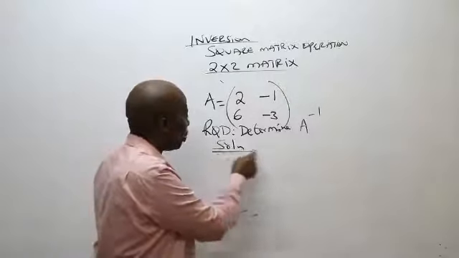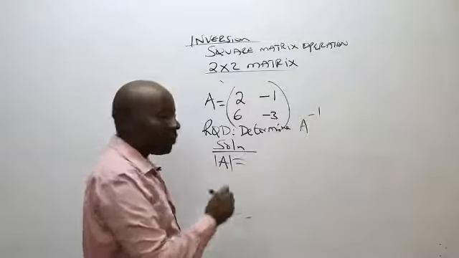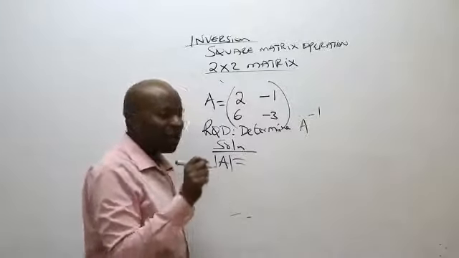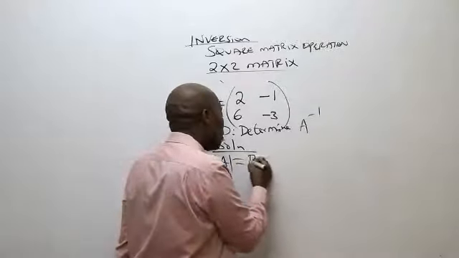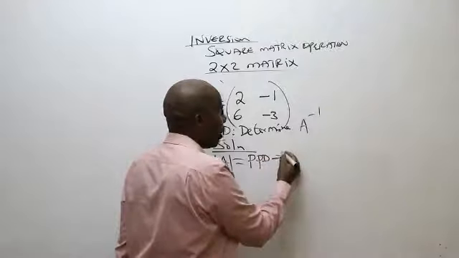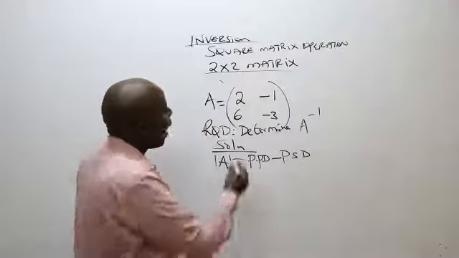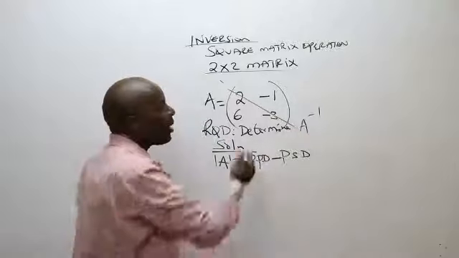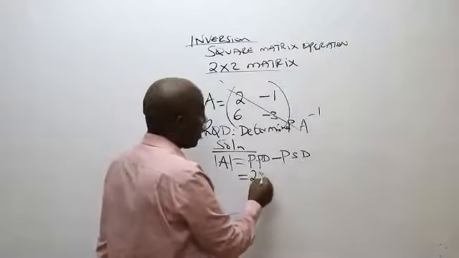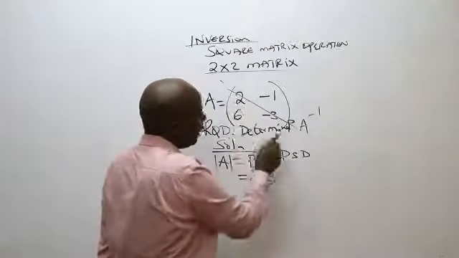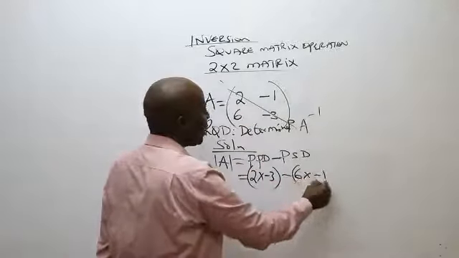Ladies and gentlemen, as usual, give us the determinant. So how do we ascertain the determinant? Determinant is product of primary diagonal minus product of secondary diagonal. I'm repeating this, ladies and gentlemen. The primary diagonal is here. Product means that I multiply the 2, so this will be 2 times -3, minus product of secondary, which will be 6 times -1.